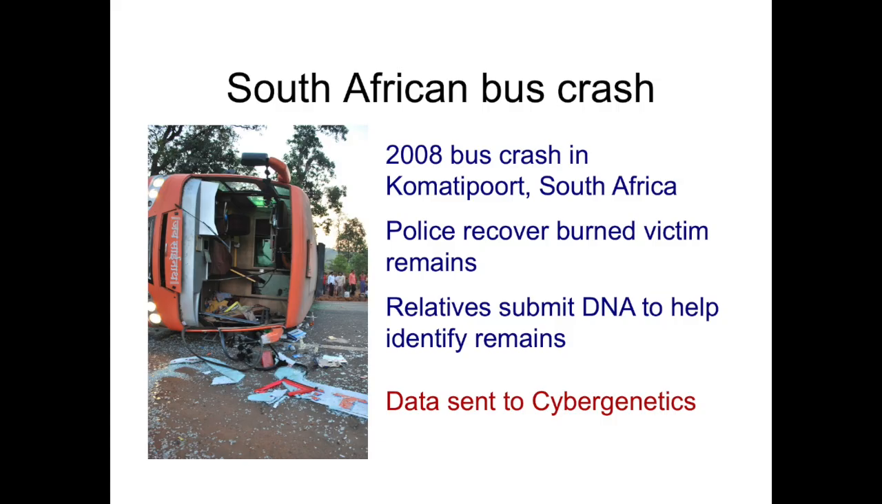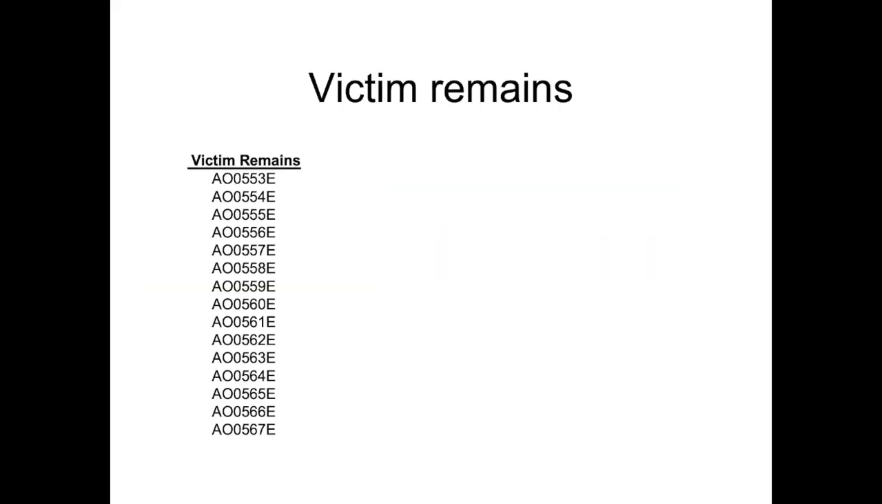There was a bus crash in Komatipoort, South Africa in 2008. There were burned victim remains. Relatives submitted their DNA to help identify the remains, but it was at most one relative for each remains, and the data was sent to Cybergenetics to take a look. So here's a list of the victim remains that you're seeing on the left. This is just ordinary FSA files that we received at the time. I don't think they were HIDs, I think they were FSA.